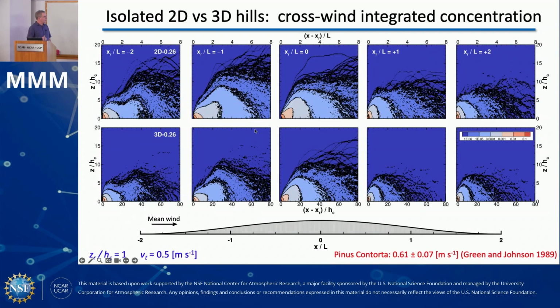Why is this? So these are crosswind integrated, so basically every non-dimensional time in the code, I'm actually laterally averaging where the particles are. These are just the steeper hill cases, so the top row is the 2D steep hill case, the bottom row is the 3D steep hill case.